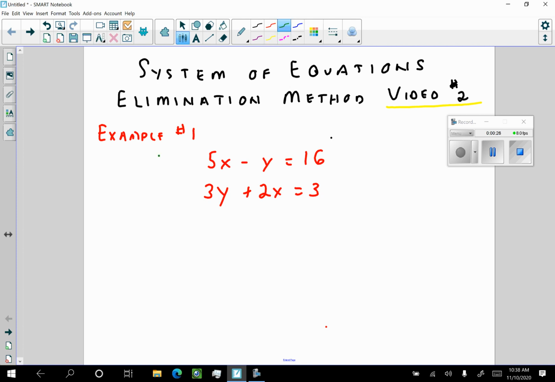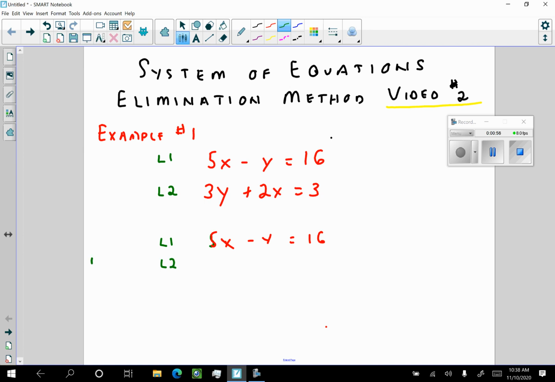The first thing I'm going to do is label these particular equations, and the first thing I want to do is line up the x's and y's. I like the x's to be in the first spot, so I'm just going to rewrite the first equation: 5x minus y is equal to 16. And now I'm going to rewrite L2.